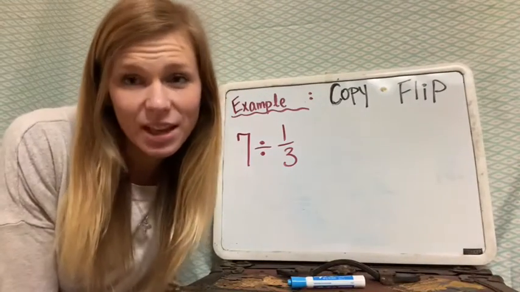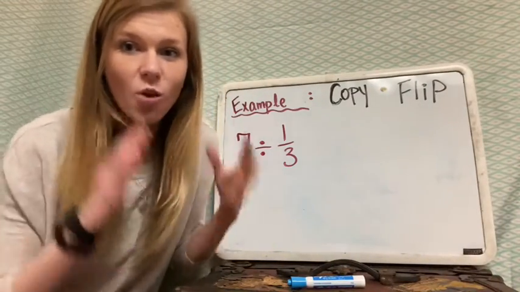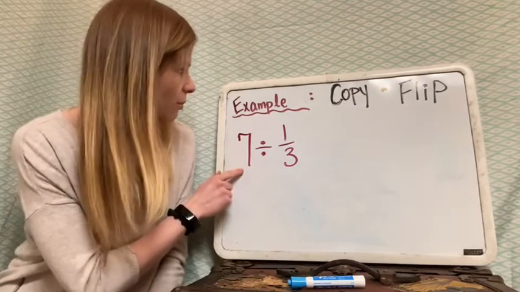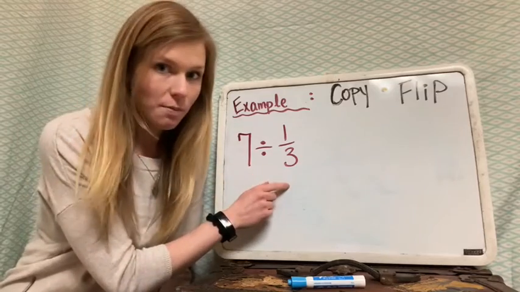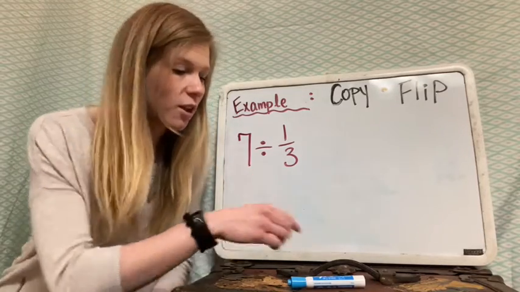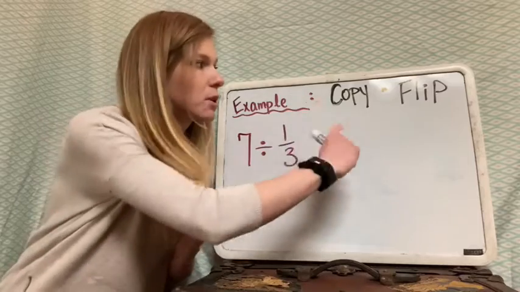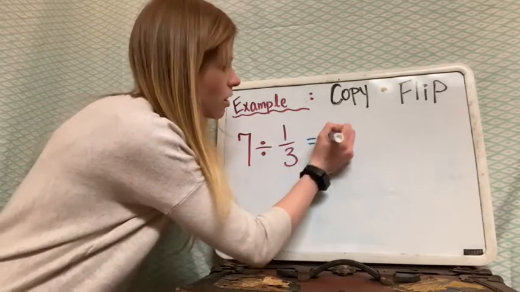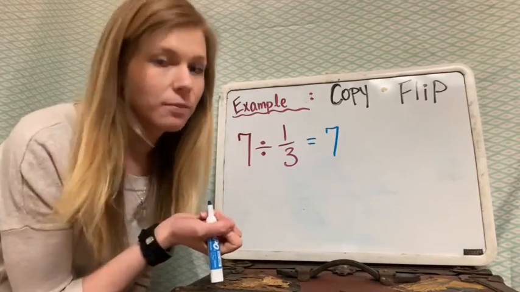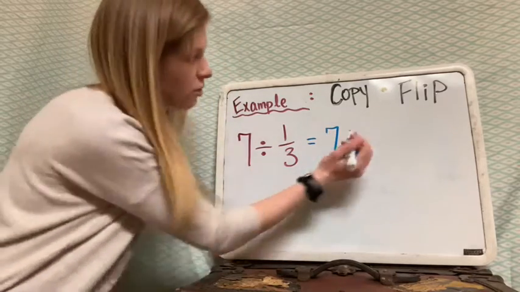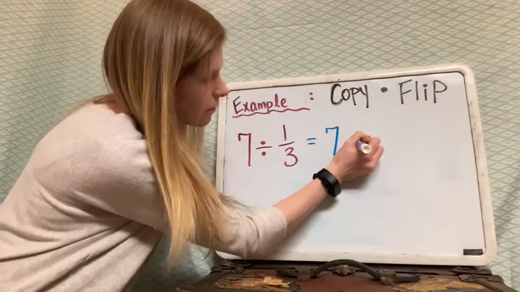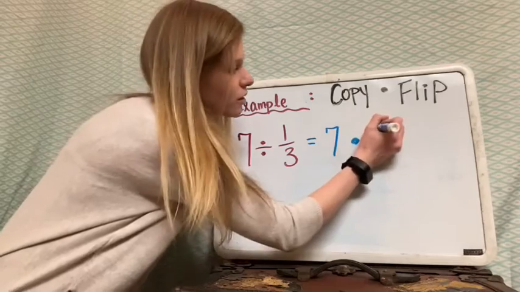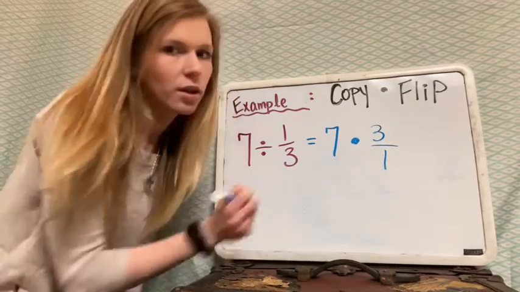Okay, this next problem I have for you, we are gonna take a whole number and divide it by a fraction. So for the example, I have 7 divided by 1/3, okay? So I'm gonna do the same thing. I'm gonna copy, dot, flip. I'm gonna copy down the very first number, which in this case is a 7. I'm gonna replace division with a dot, which means we're gonna end up multiplying. And I'm going to flip 1/3. So it ends up being 3/1.